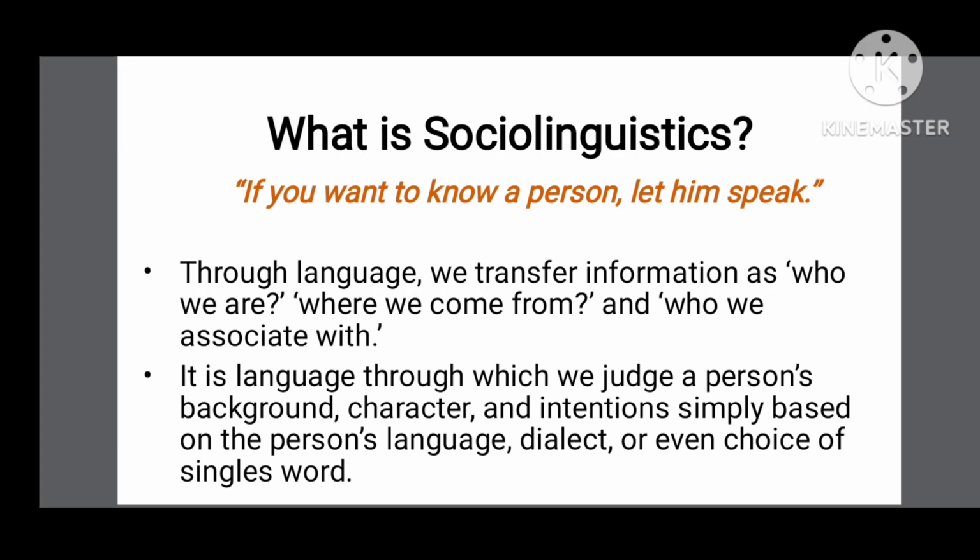It is because of language that we transfer information about who we are, where we come from, and who we associate with. And it is language that we use to judge a person's character, background, and intentions simply based on the person's language, dialect, or even choice of a single word. So we can say that sociolinguistics is the study of language and society. Sociolinguistics is also known as sociology of language.